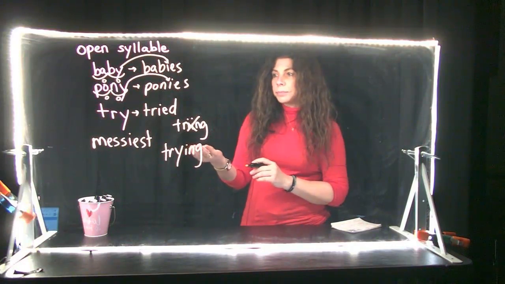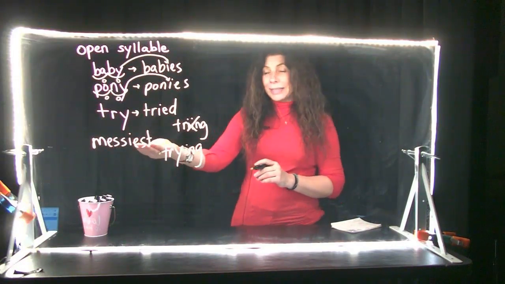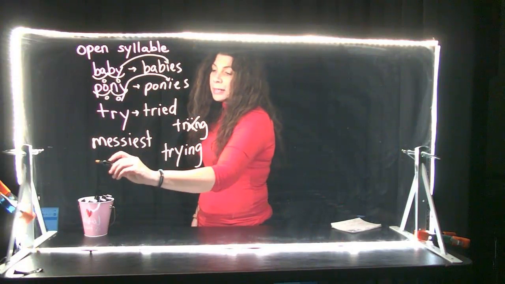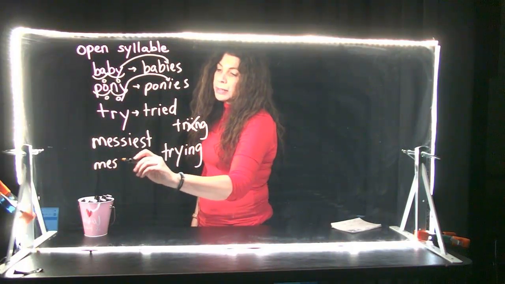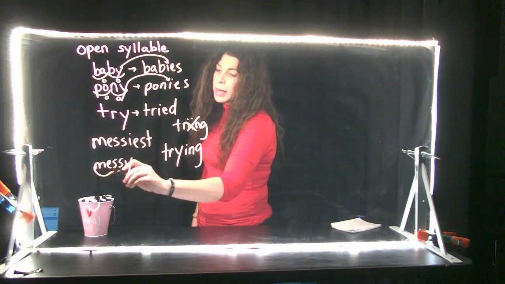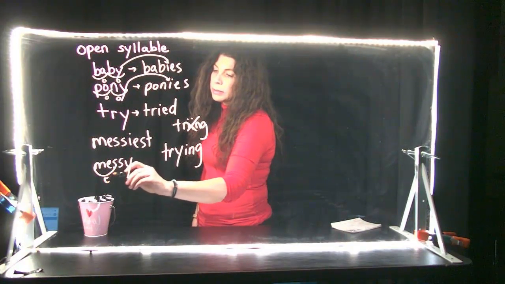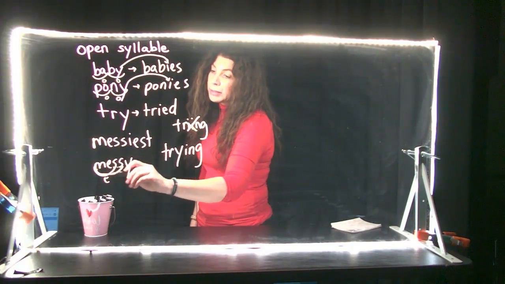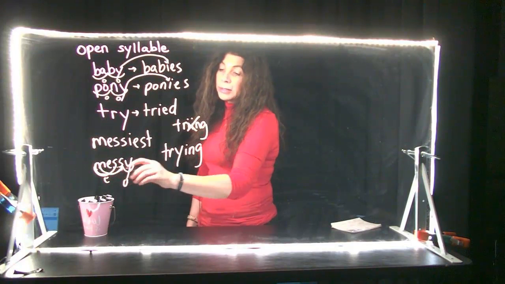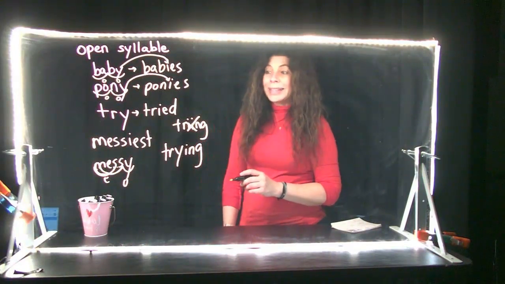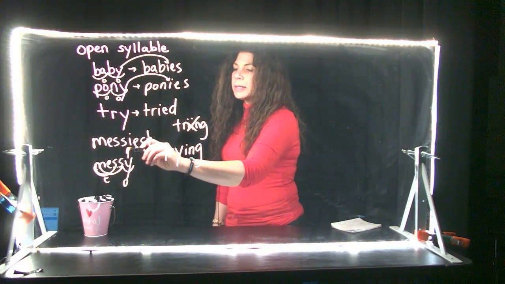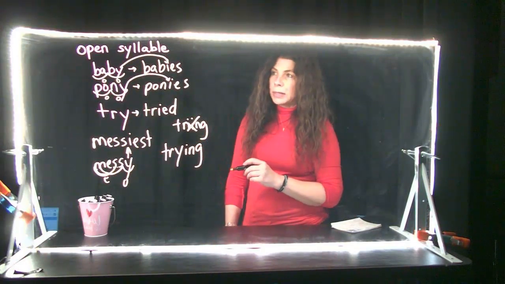So again, this would be messiest. What's the base word of messiest? Messy. Now in this case, messy is a closed syllable and an open syllable. Messy changes to messi and you add est. My brother is the messiest.